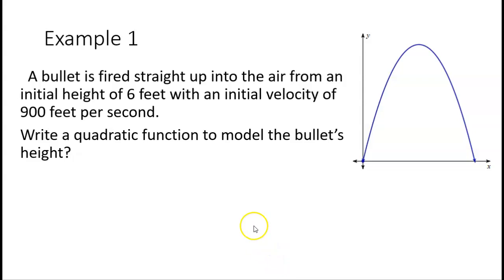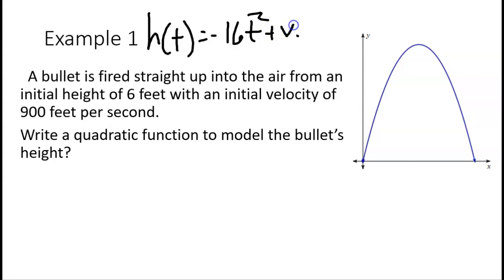Okay, so here we go. Example 1. A bullet is fired straight up into the air from an initial height of 6 feet with an initial velocity of 900 feet per second. Write a quadratic function to model this bullet's height. Fair enough. Okay, so we have our little formula here: the height is equal to negative 16 t squared plus my starting velocity times t plus my starting height.